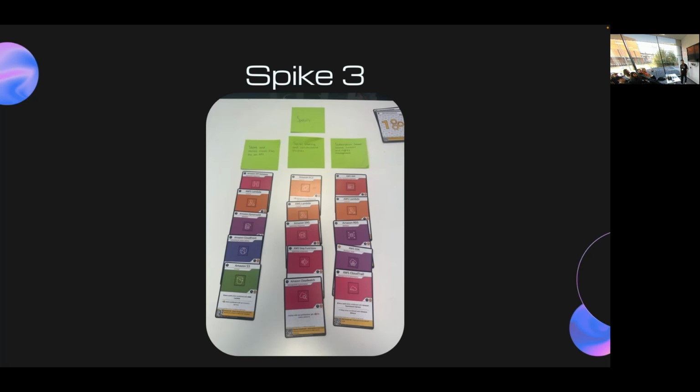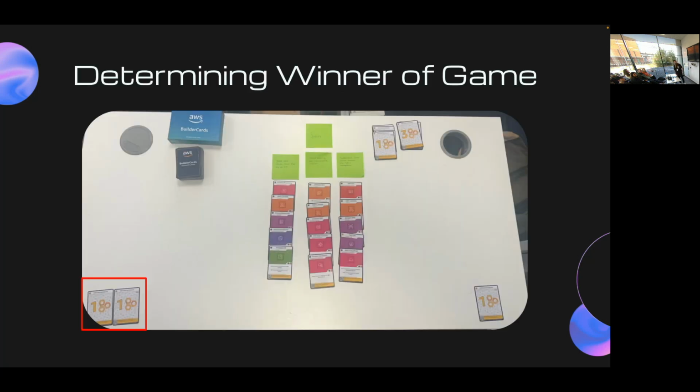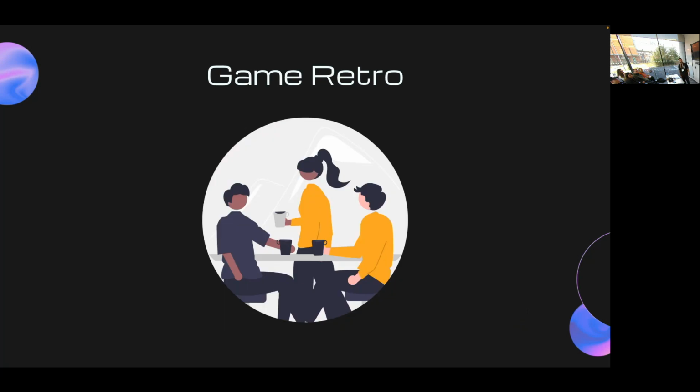We can determine the winner by saying who has the most well-architected cards. And as you can see here, the player on the left has 2 well-architected cards, while the player on the right only has the 1 well-architected card, which means the player on the left has won the game. So now we've determined our winner. Let's take a moment to reflect on what we've learned, and that's where our retro comes into play.